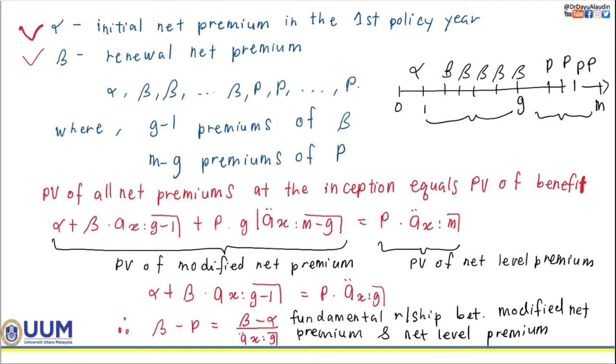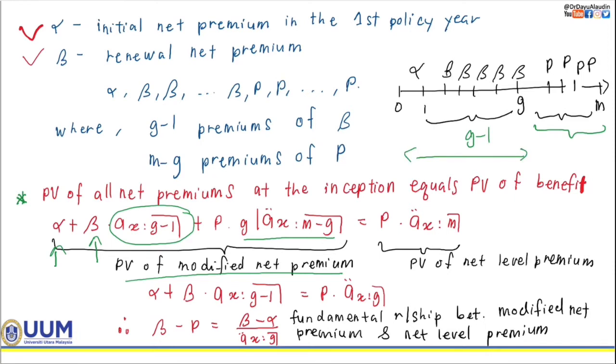Present value of all net premiums at inception equals present value of the benefit. So this is present value of modified net premium, including the initial net premium, the renewal net premium times the annuity at age X until G minus 1, for G minus 1 years, plus the premium times this, the deferred annuity due for G years, for this net level premium. So the deferment is G years, equal to present value of net level premium.